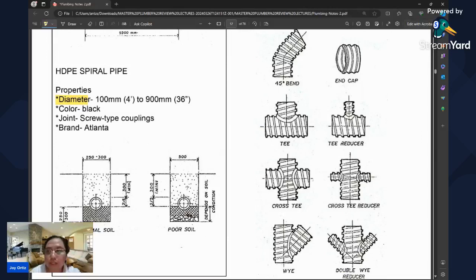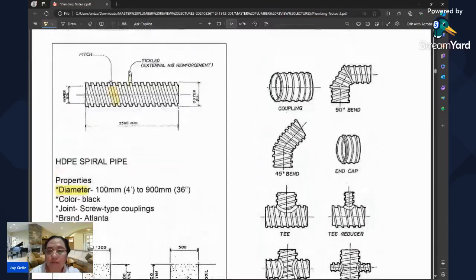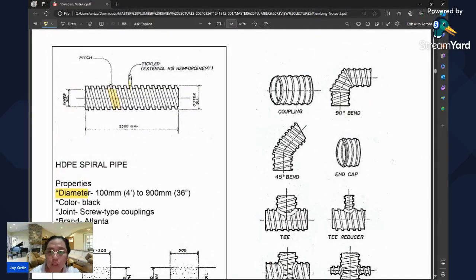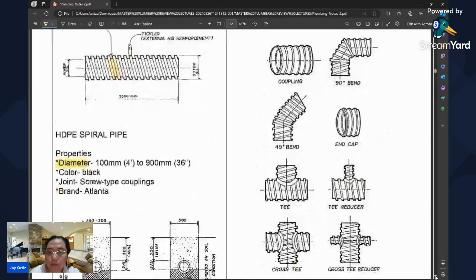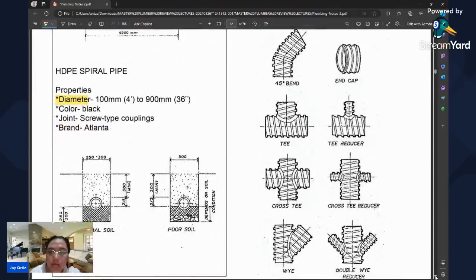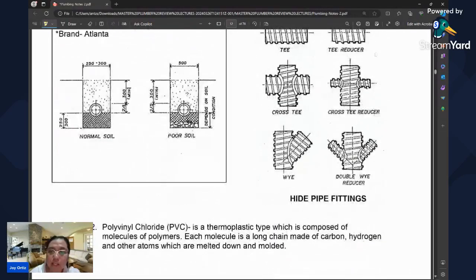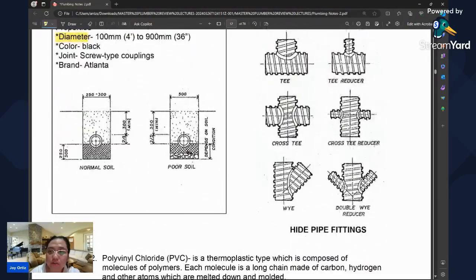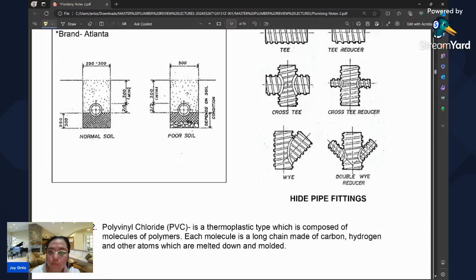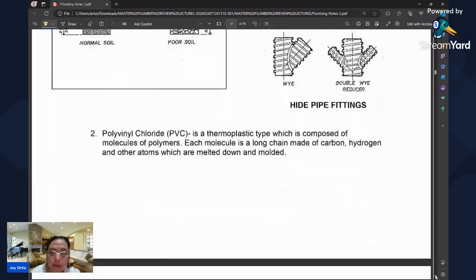So here's the designs. We have here, this is the coupling, the 90-degree bend, the 45-degree bend, the end cup, the T-type, that's a T-rough reducer, ito, cross T, then cross T reducer. Lumiit tong part na to. Ito, Y and double Y reducer. So that's a high pipe fittings.